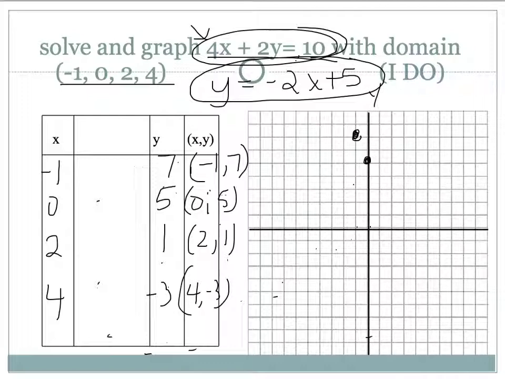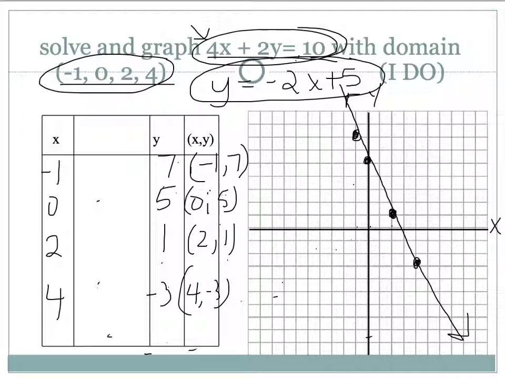Remember, this is the y, and this is the x. 2, 1. To the right 2, up 1. 4, negative 3. To the right 4, 1, 2, 3, 4, and down negative 3. 1, 2, 3. Okay, so notice that my points make a straight line. I'm going to try and make my line as straight as possible. So I started out with the domains, I plugged in the values for x, I found y and graphed.